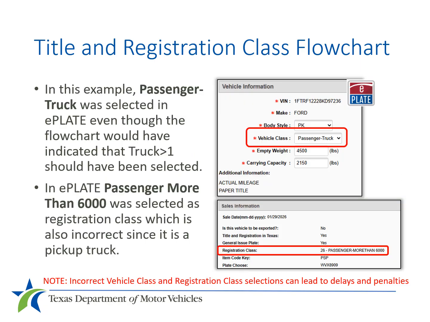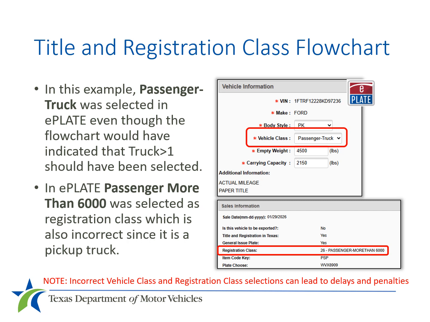In the example shown, the processor did not use the flowchart and selected the option that they thought would work with their type of vehicle during the plate assignment that was completed in ePlate. The vehicle class selected was passenger truck, which in theory would sound correct because this is a Ford F-350 and it carries passengers and it is a truck.